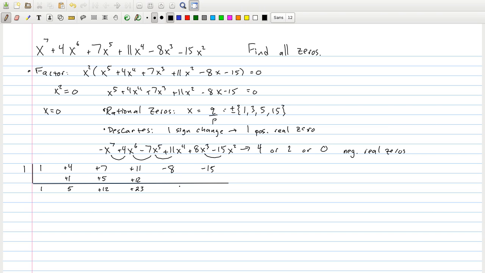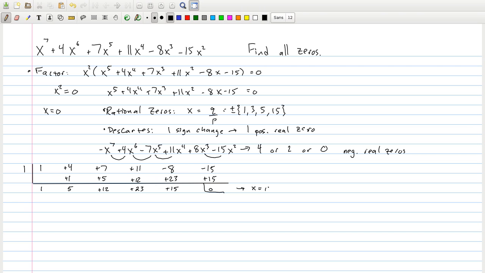1 times 23 is 23. We add these together, we've got positive 15. And then multiply. 1 times 15 is 15. If we add these together, we get a remainder of 0. This is good. This tells us that x equals 1 is a 0.